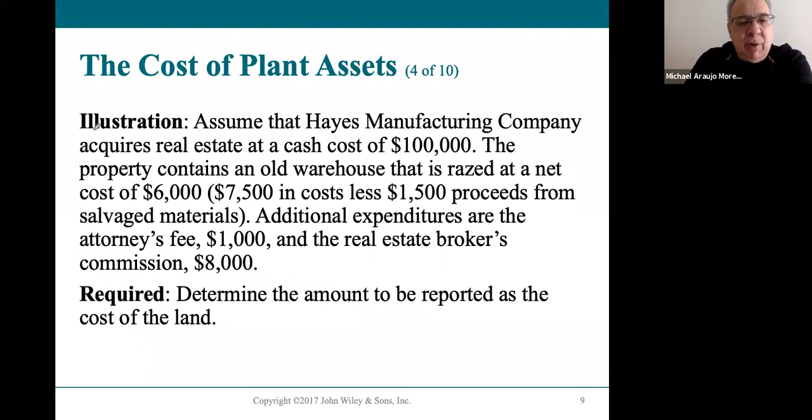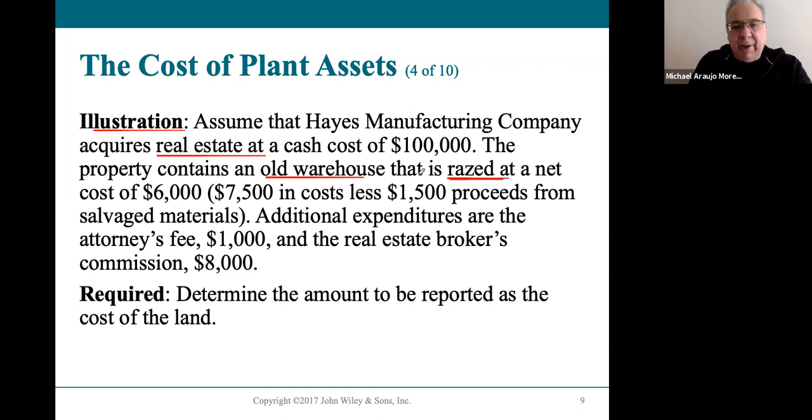So here's an example of a manufacturing company that acquires a piece of land for $100,000. Now, on this land that they just bought is an old dilapidated warehouse, so it's not usable. And so what they have to do is raze it. That means they take it down, they demolish it. That razing is necessary in order for them to use the land. So the money that they spent to take the old warehouse out is going to be part of the cost of the land.